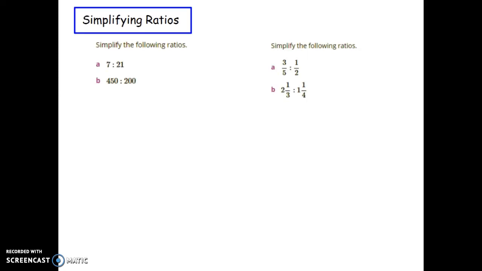In this video we're going to learn about simplifying ratios, which is very similar to cancelling down fractions. So let's first look at part A, 7 to 21. Now what we've got to do is try to find a common factor, a number that goes into 7 that also goes into 21. Now if you know your 7 times tables, you will know that 7 goes into both of these numbers.